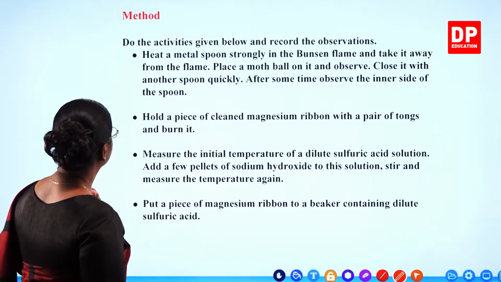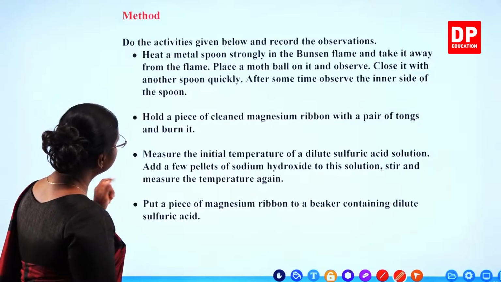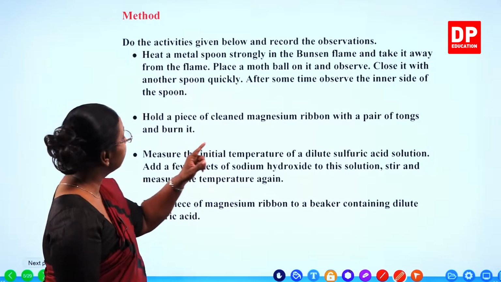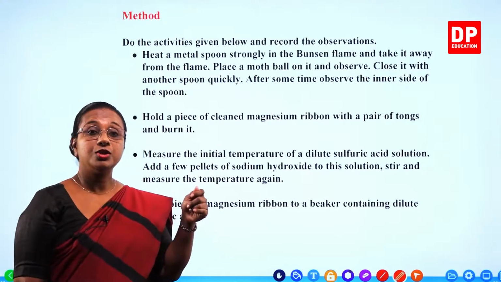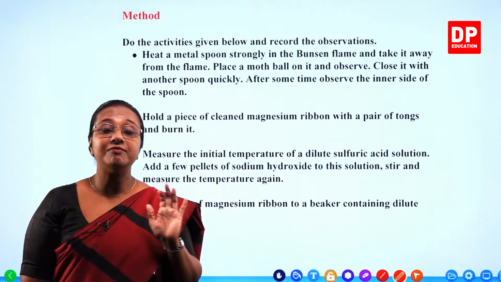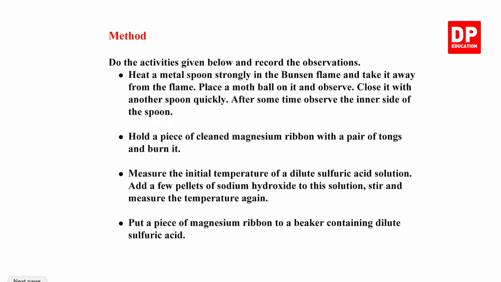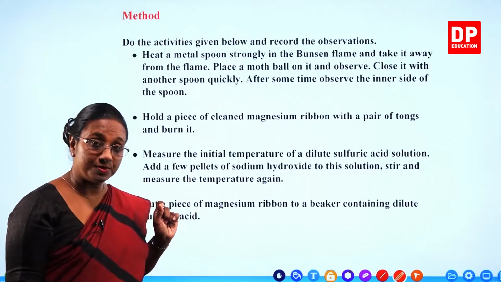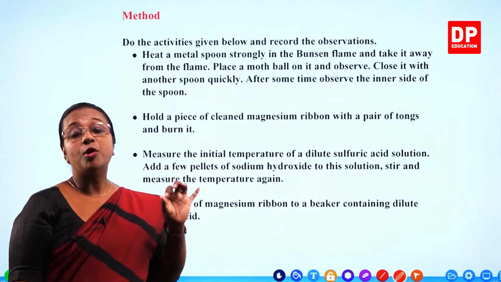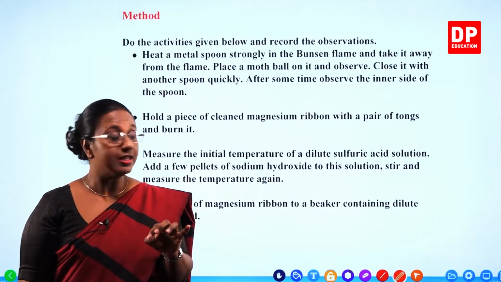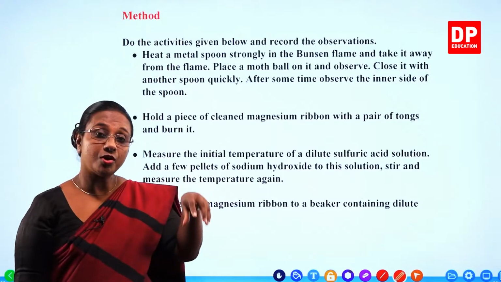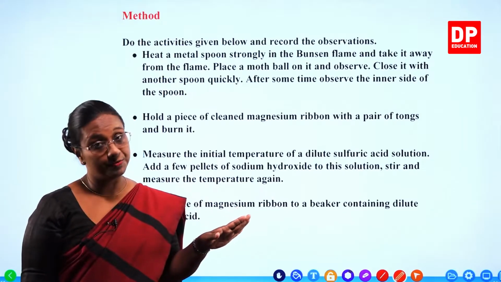So the first one: heat a metal spoon strongly in the Bunsen flame and take it away from the flame. When it becomes really hot, you take it away. After we heat the metal spoon and take it away from the flame, we place a mothball on it and observe. You all know a mothball is a white solid. So you put 1 or 2 mothballs onto the hot spoon and observe.